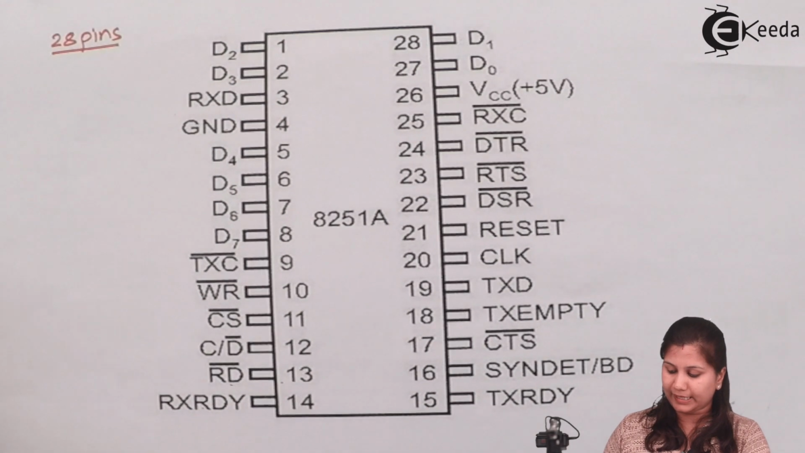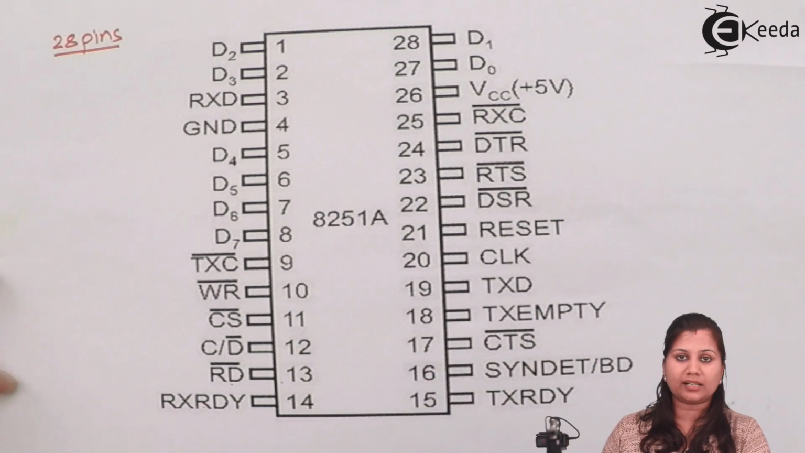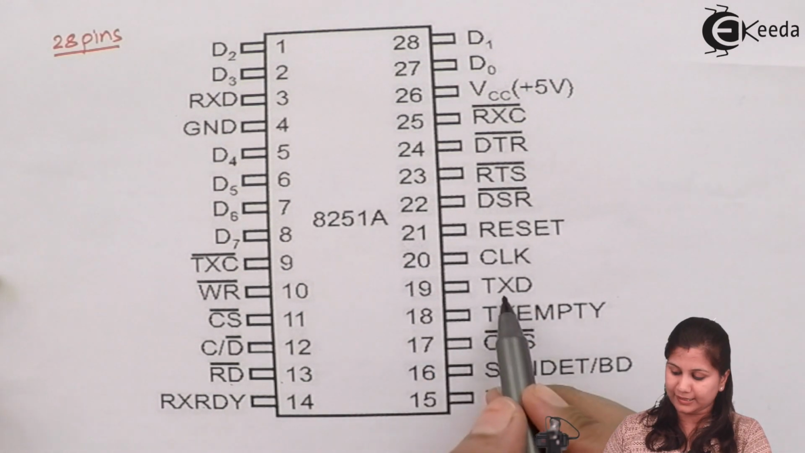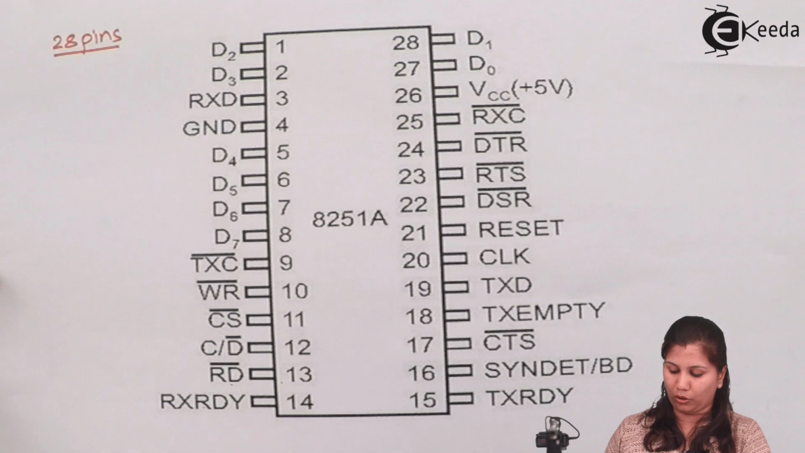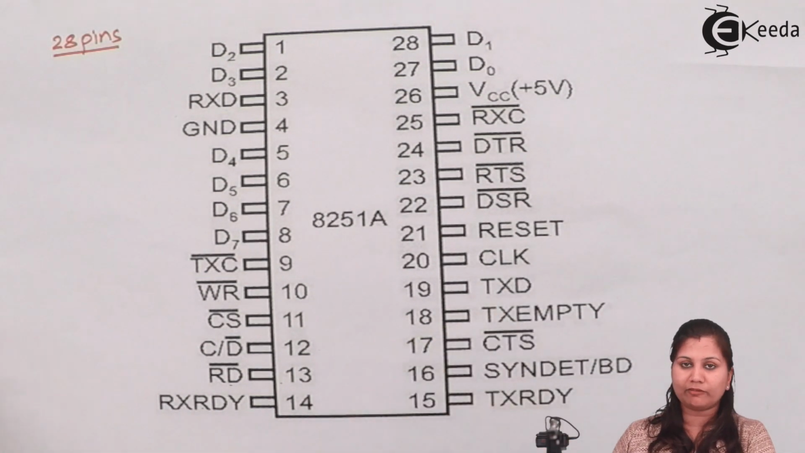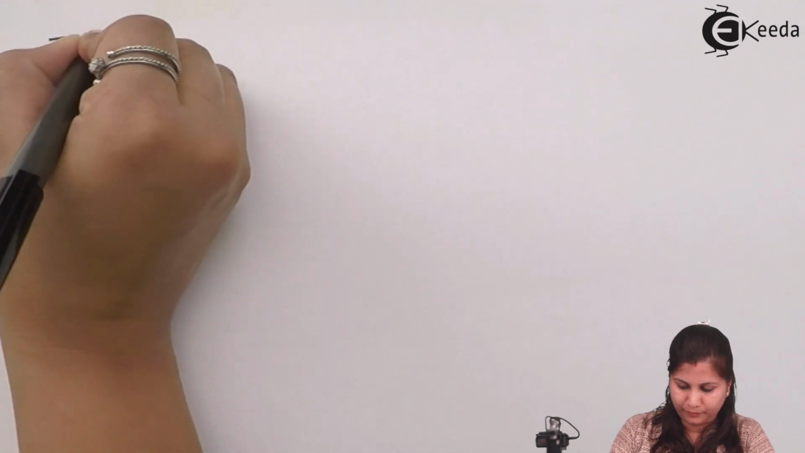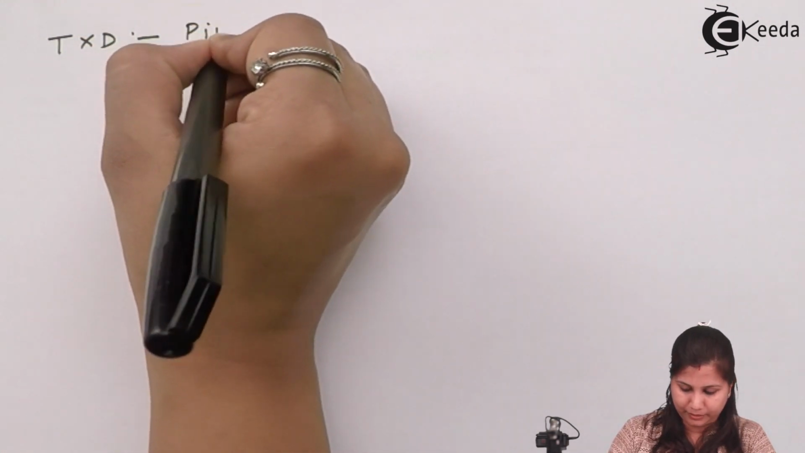Now the next pin in the pin diagram we have is TXD, that is the transmit data. Okay, now next we will study the pins which are for transmitting the data, that is TXD, then TXRDY and TXE, and the transmitter clock. All these are output terminals because the 8251 is transmitting the data to the peripheral device. So these pins will act as output terminals. First we have the transmit data which is available at pin number 19.